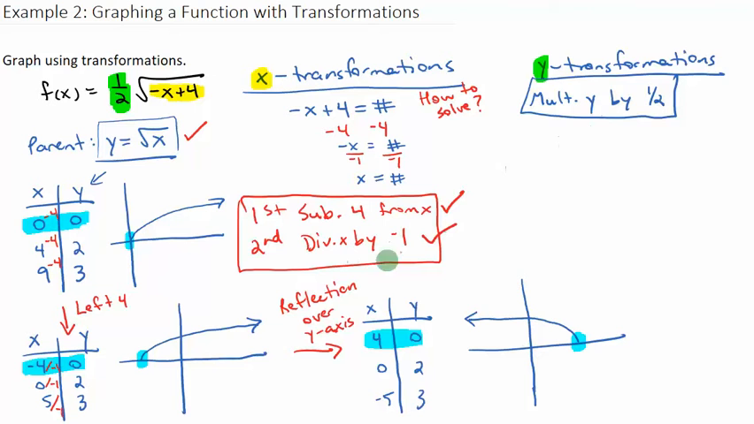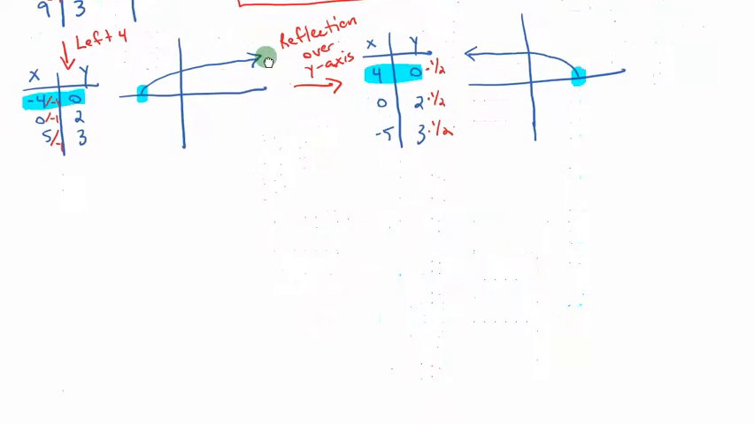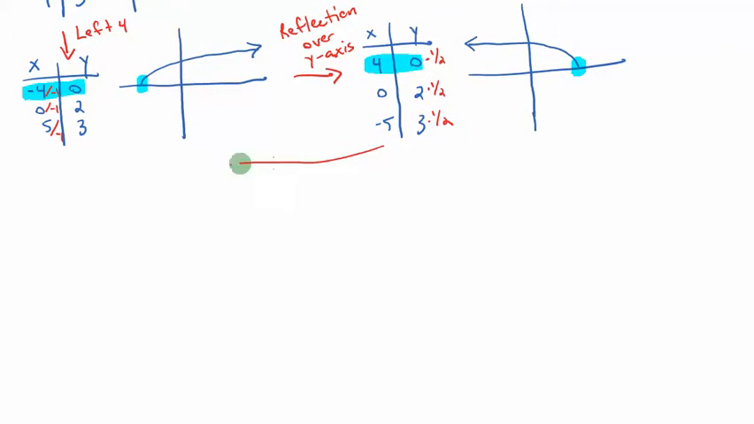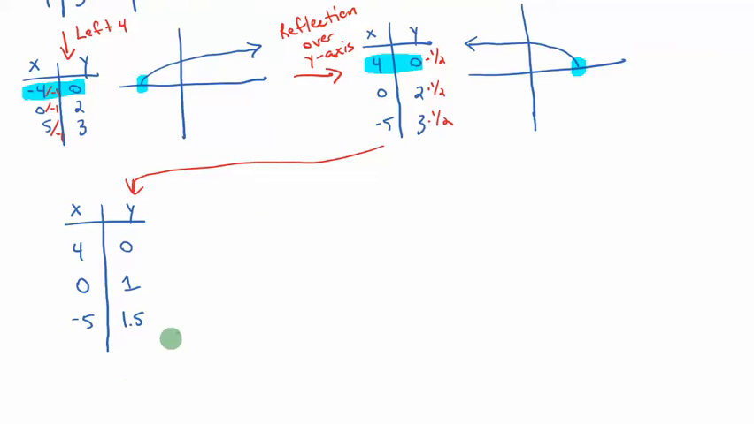Lastly, I need to divide or multiply y by half. So I'll put times 1/2 by each of these y values. And I'll get yet another xy table. So we'll maybe put it over here. So I get x, y. My x values don't change, so I still have 4, 0, negative 5. 0 times 1/2 is 0. 2 times 1/2 is 1. 3 times 1/2, if you want a decimal so you can plot it easier, is 1/2.